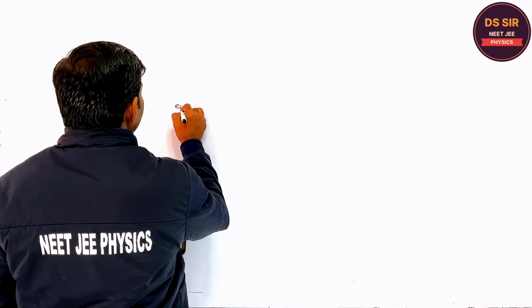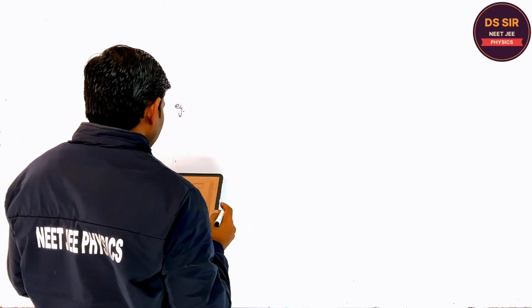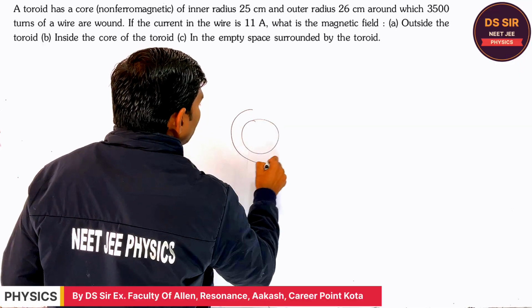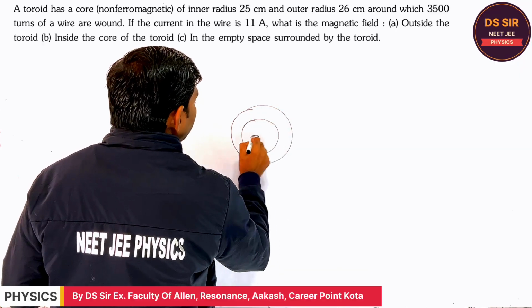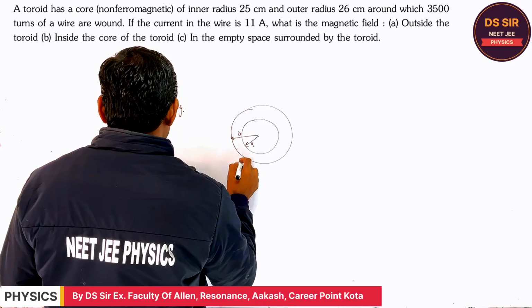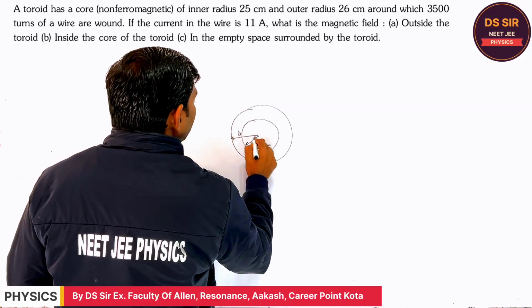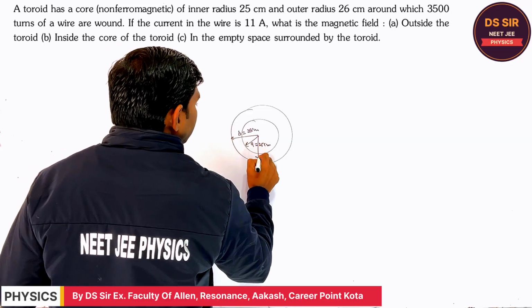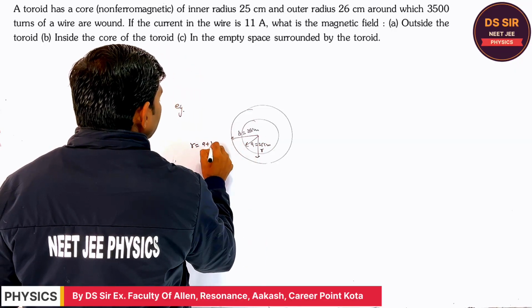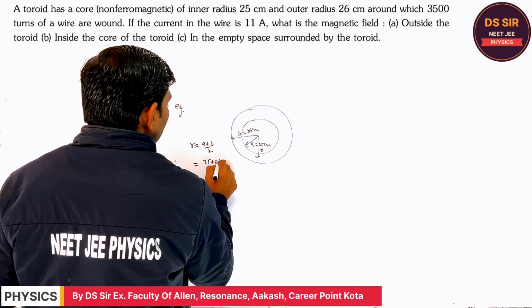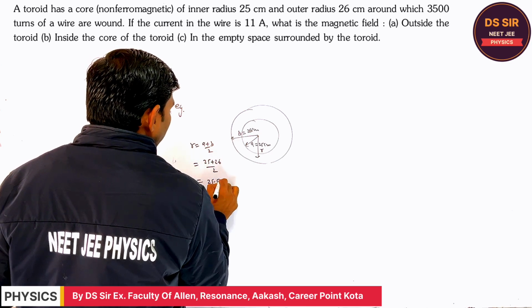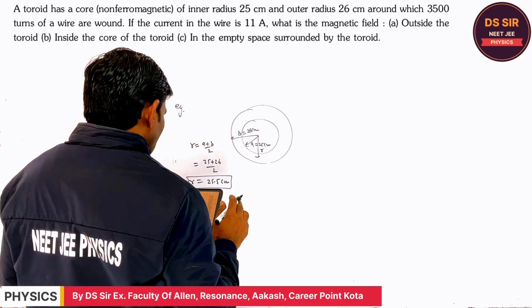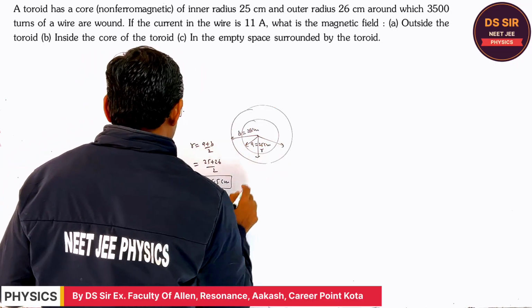Copy this. Read this question. There is a toroid with a non-ferromagnetic core. The inner radius is given and the outer radius is given. A is 25 centimeter and B is 26 centimeter. So what is the mean radius? R is equal to (A plus B) by 2, which is (25 plus 26) by 2, which is 25.5 centimeter. So I will take the mean radius.